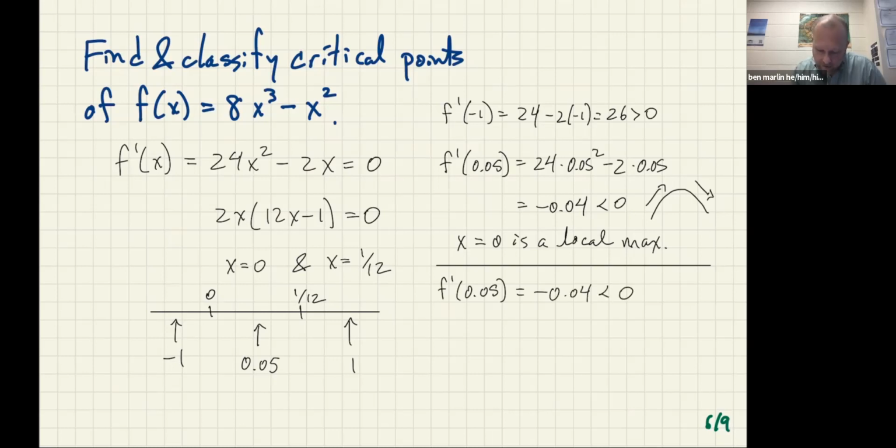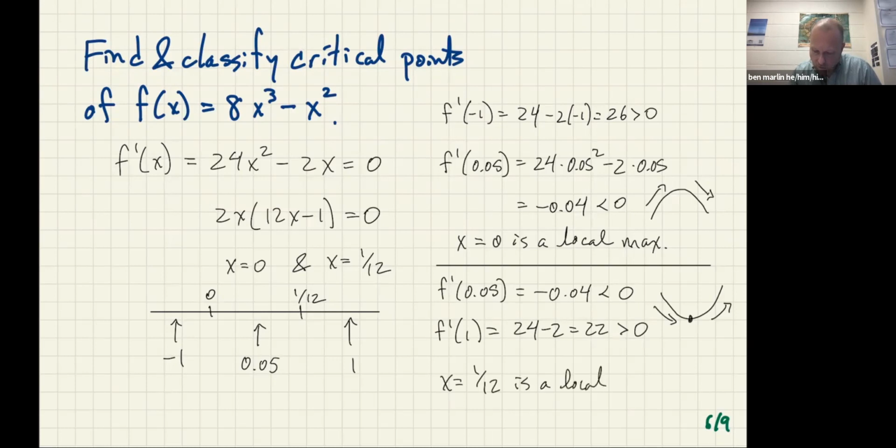Then we knew that f prime at 0.05 turned out to be negative 0.04, which is negative. And then we're going to check f prime at 1. And that's going to be 24 minus 2 is 22, which is positive. So that means it was going down and it changed to going up. So x equals 1/12 is a local minimum. I guess I should have spelled out maximum as well.